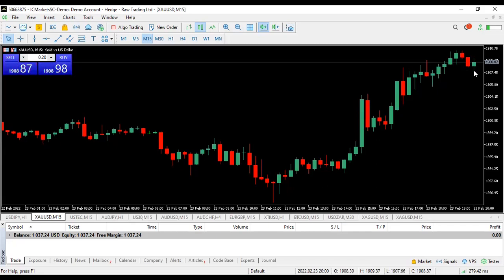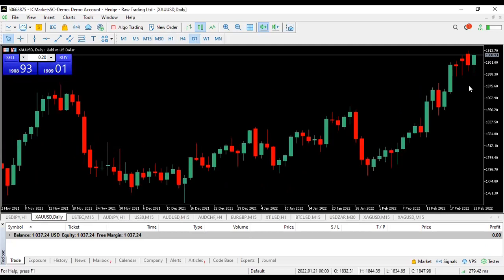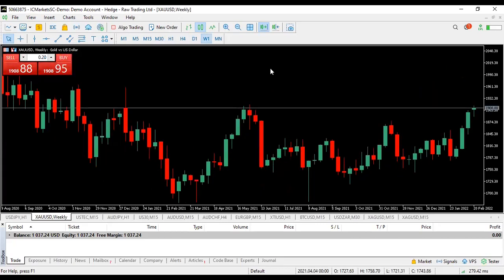The last one, after 15 minutes, you're gonna see another one. 30 minutes, 4 hours. After 4 hours, you're gonna see another candlestick. Daily, 1 day, which means this one from 12 to 12. This one, 1 week time frame, which means it represents weekly, from 1 week to another week. Okay, we all good. Let's move on.